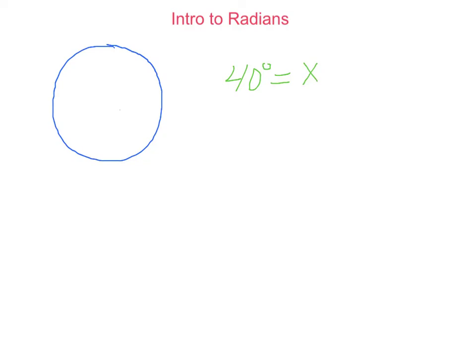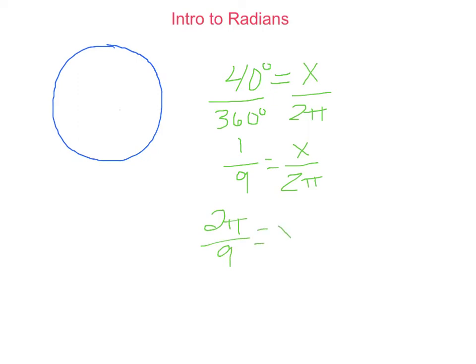So what we're going to do is set up a proportion with the whole, so 360 over 2 pi. This we can go ahead and reduce, right? 40 over 360 is 1/9, which is equal to x over 2 pi. Multiply both sides by 2 pi, we get 2 pi over 9 is equal to x.